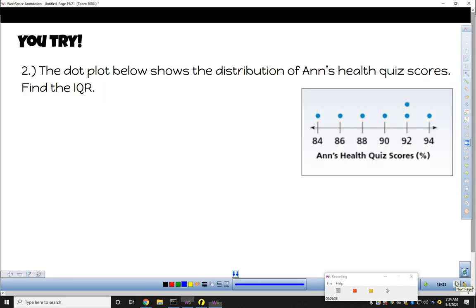Okay. The dot plot shows the distribution of Anne's health scores. Find the IQR. In this second example, I'm only going to find the 5-number summary because I don't feel that creating the box plot would help us. So if you want to pause the screen and find the IQR on your own, fantastic. If you want to follow along, that's great too.